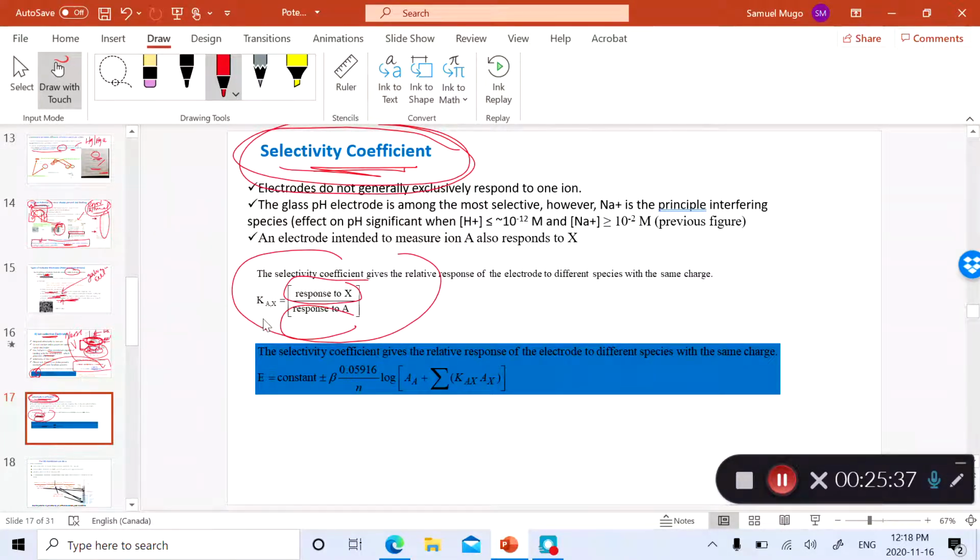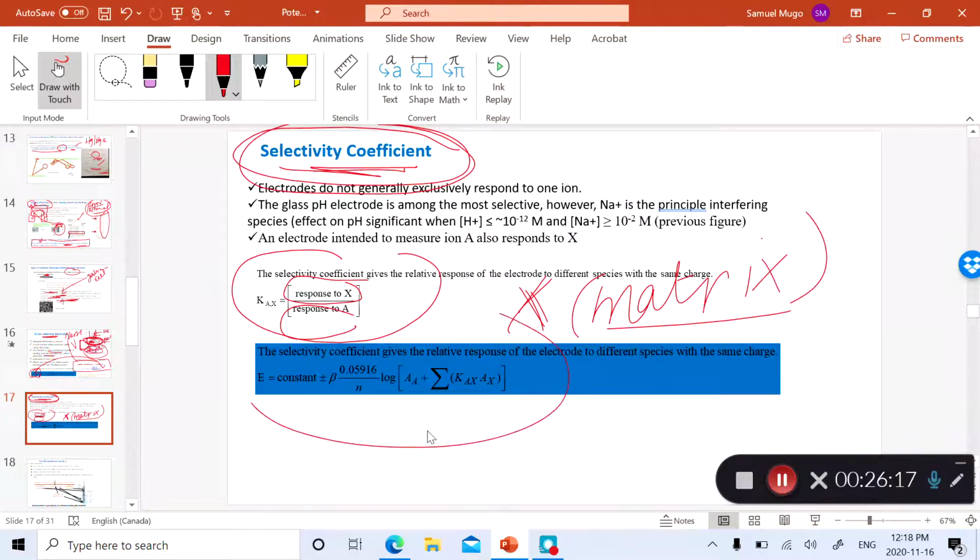Of course, ideally, we want the selectivity coefficient to be very, very close to zero, meaning the device is very, very responsive to the analyte and not to the matrix. So X here is the matrix, okay? But the point is, it's almost impossible to make a sensor that is completely, or 100%, selective to the analyte. So in some cases, there's always a little bit of interference. And so that's why in the Nernst equation, ideally we would often represent it as such.